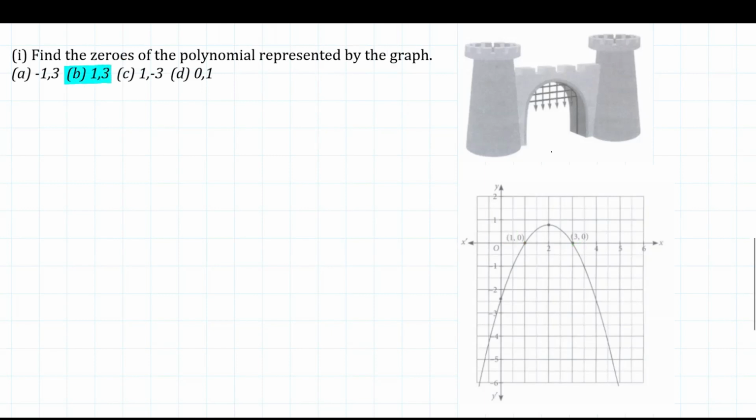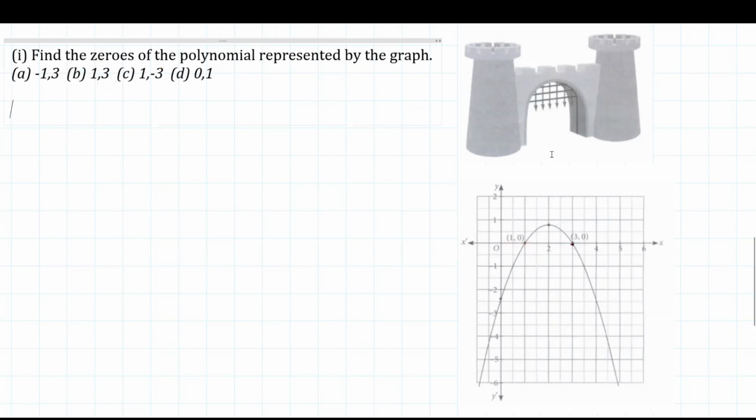One more time, it's important to understand what the zeros of a polynomial are using a graph. It is the x coordinate of the point where the graph touches the x-axis. So the graph is touching the x-axis at these 2 points, and their respective x coordinates are 1 and 3.